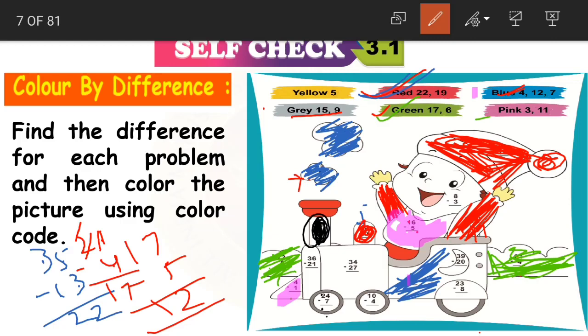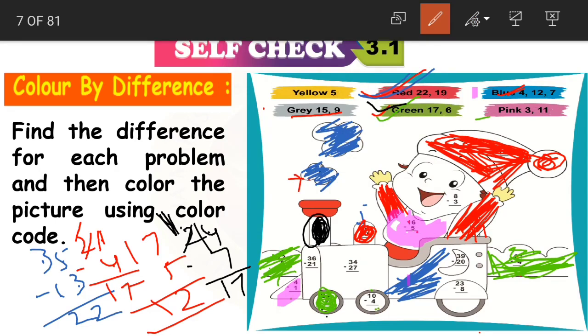24 minus 7 is equal to how much, children? See, 24 minus 7, we need to borrow. 14 minus 7 is 7, and 1. 17 is our answer. 17 means green. So I will color it with the green color.